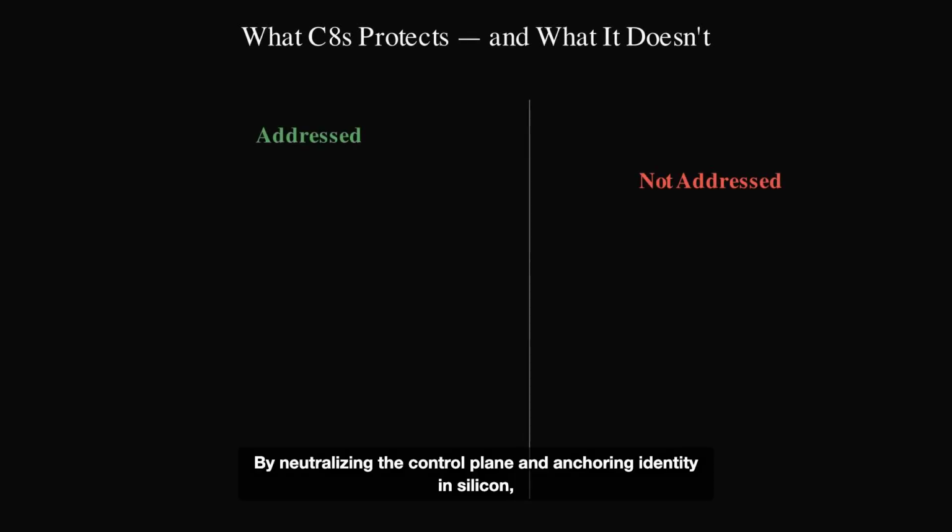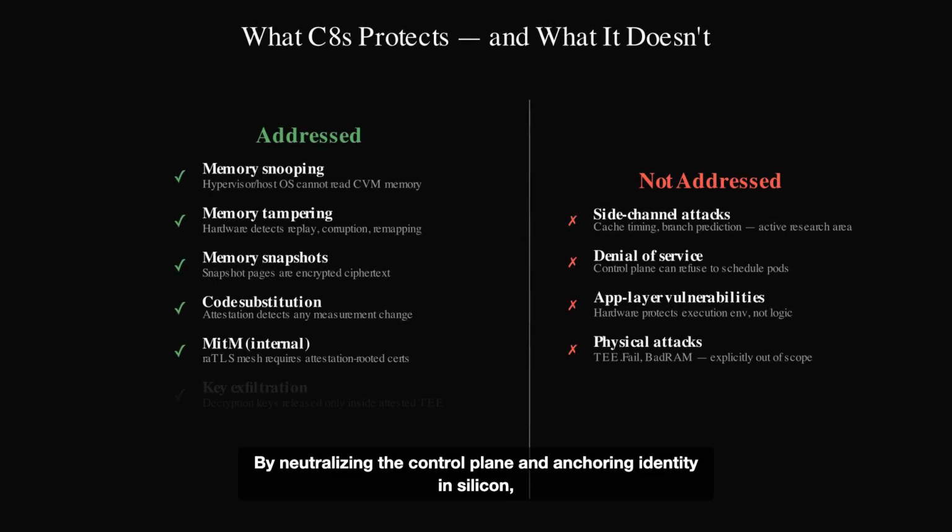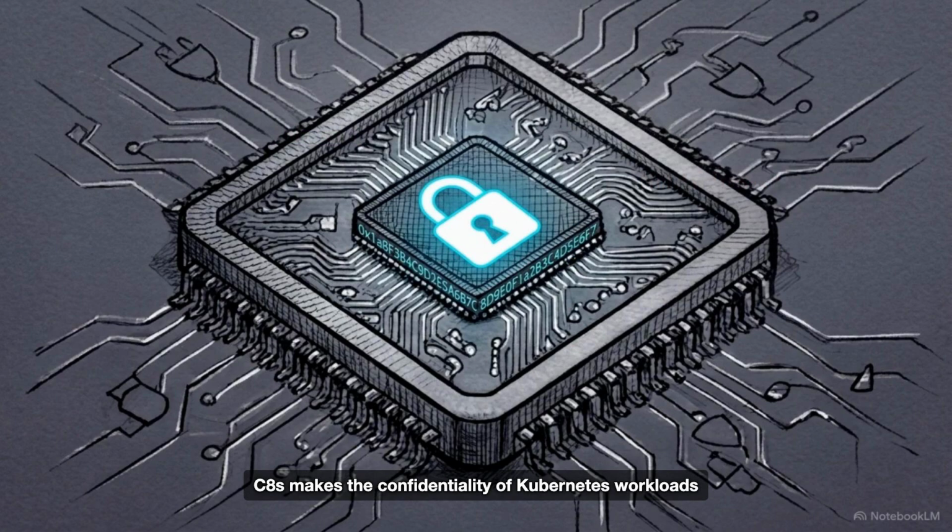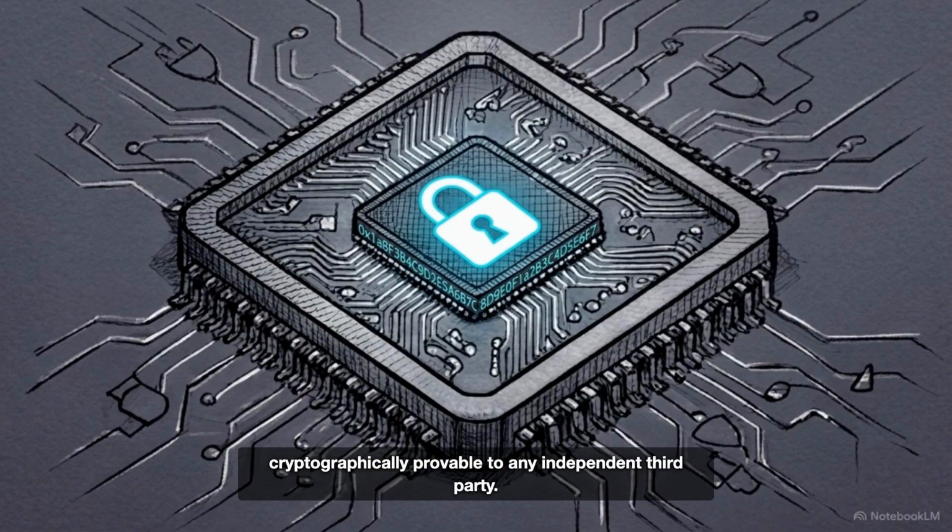By neutralizing the control plane and anchoring identity in silicon, C8s makes the confidentiality of Kubernetes workloads cryptographically provable to any independent third party.